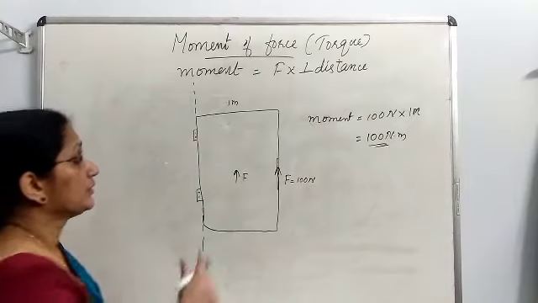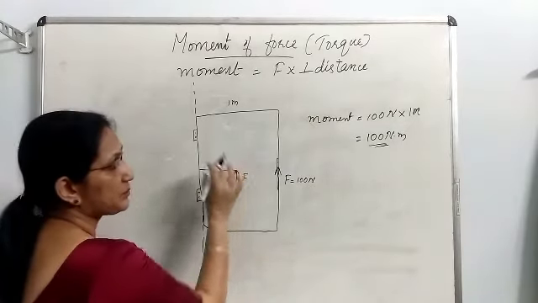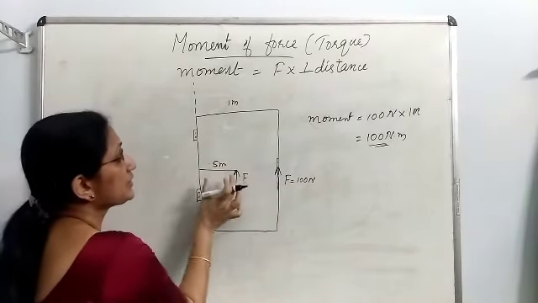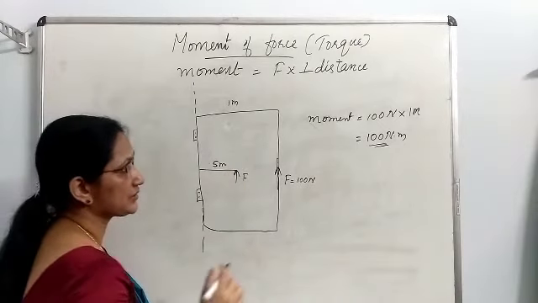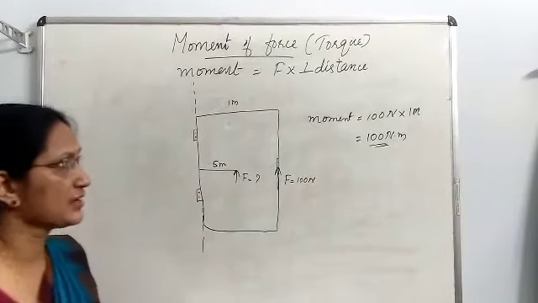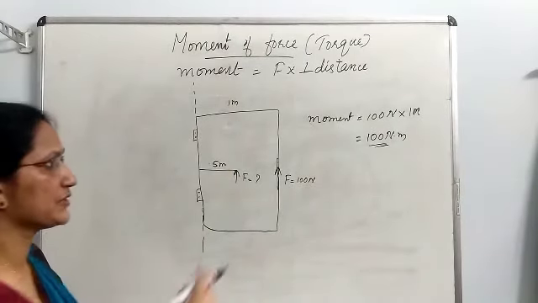Okay, and this perpendicular distance, since it is the midpoint, it is only 0.5 meter. Total width is 1 meter. This midpoint means this length is 0.5 meter. So how much force is required in this case? Use the same formula. Moment is equal to force into perpendicular distance.